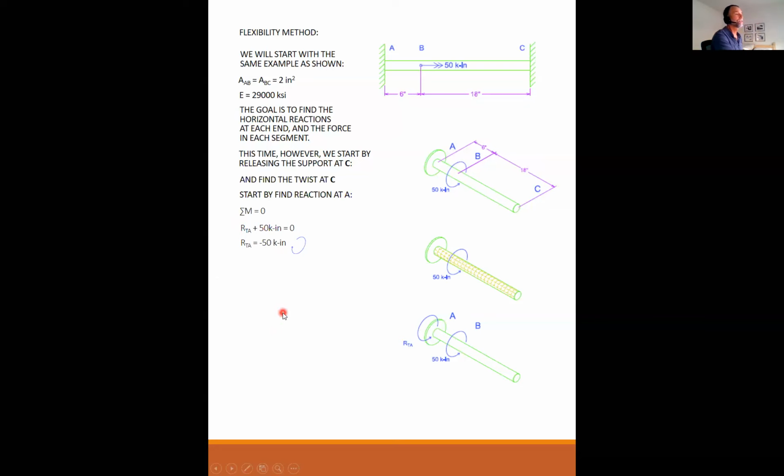And always, for reactions, you always got to put a direction arrow. Because this is negative, my assumed direction was incorrect. It is the opposite direction. So you indicate that with your directional arrow.